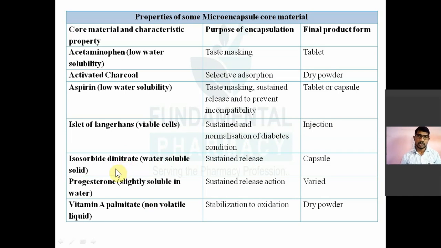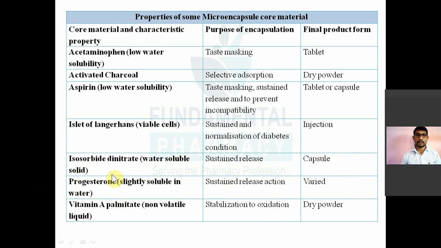It belongs to nitrates. Okay, nitrates, ग्लिसरील नाइट्रेट जो होता है उसके बाद में आइसोसोर्बाइड नाइट्रेट, इट इज अ लॉन्ग एक्टिंग नाइट्रेट, याद रखो. So it is a water soluble drug and it is microencapsulated to get a sustained release, because as it is water soluble it will have a short duration of action. That's why, to get a sustained release action, it is microencapsulated, in the form of capsule.